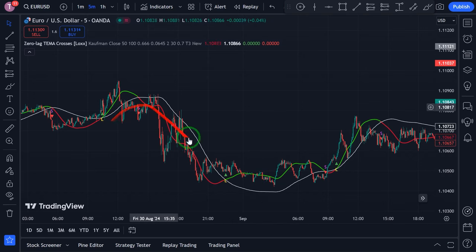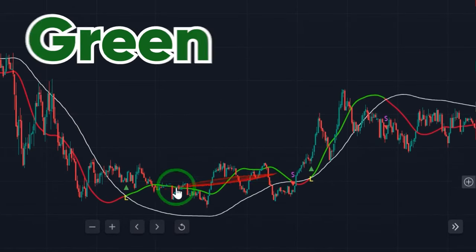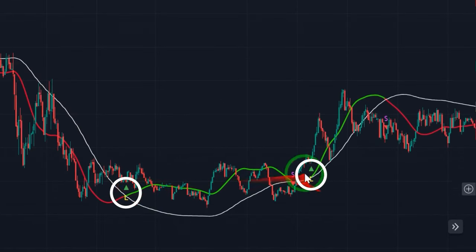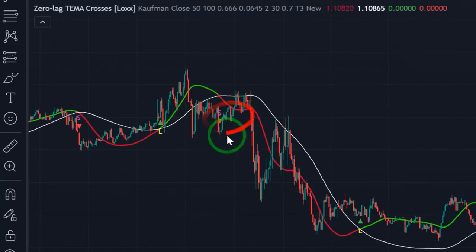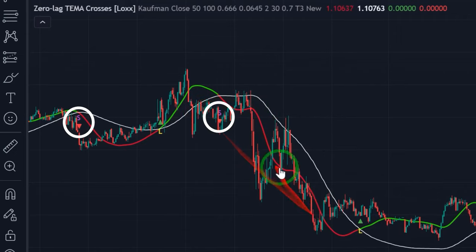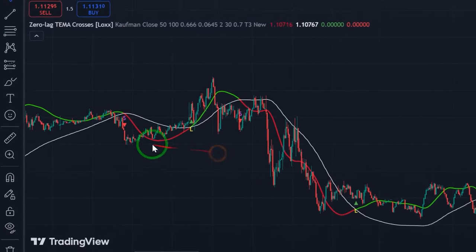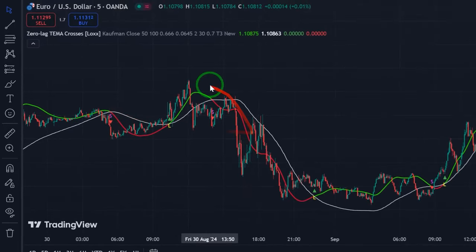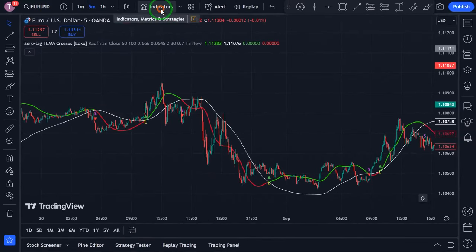I need to mention one point regarding the color change of this indicator. When the line of this indicator is green, we should only pay attention to buy signals. Conversely, when the line is red, we should only focus on sell signals. However, we must understand that indicators always have some errors.